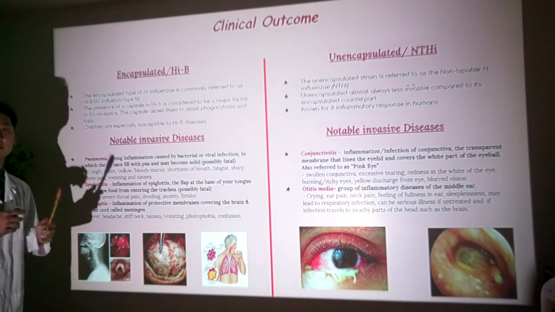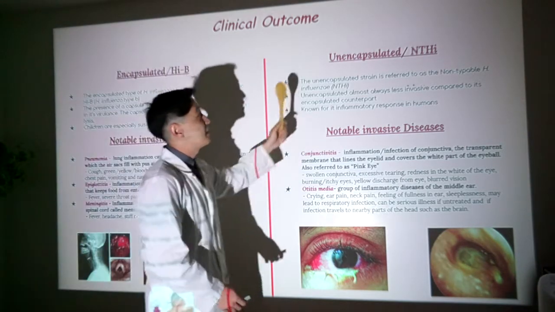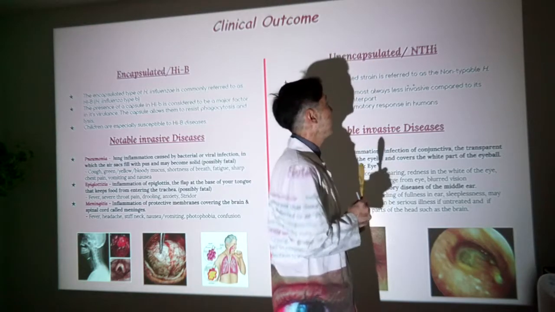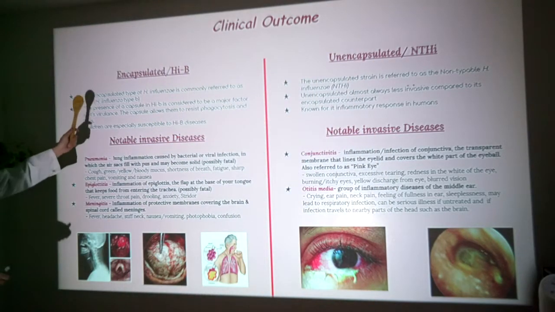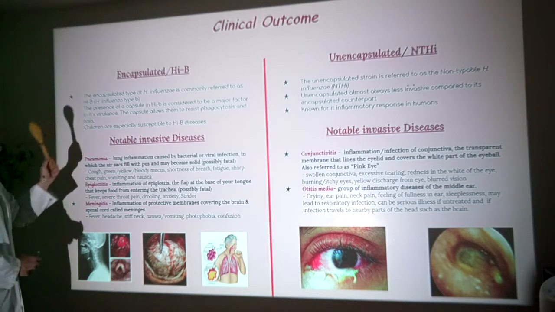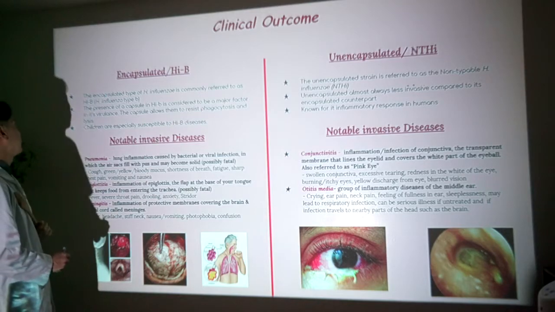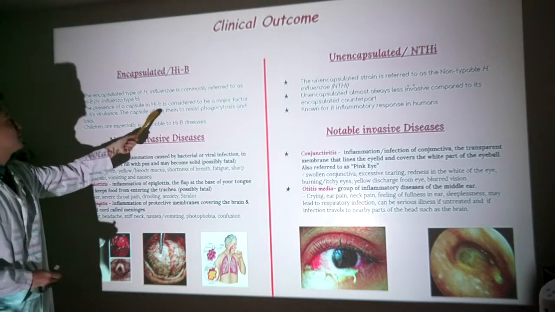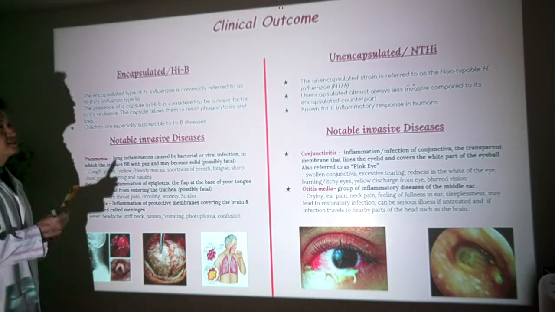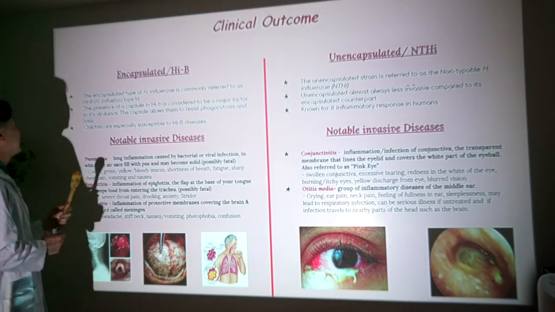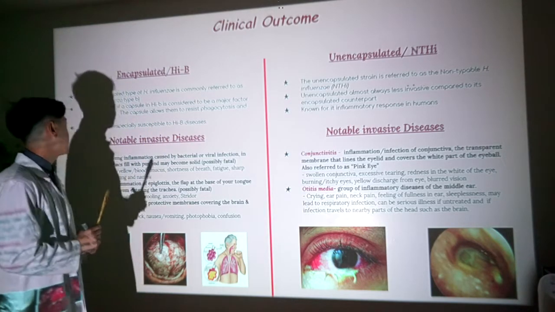Now, I will be talking about the clinical outcomes of both the encapsulated Hib strain and the unencapsulated NTHi strain. The encapsulated, I'll be talking about first. The encapsulated type of Haemophilus influenzae is commonly referred to as the Hib strain. The presence of a capsule in this strain is considered to be a major factor in its virulence. The capsule allows them to resist phagocytosis and lysis, and children are especially susceptible to Hib diseases.